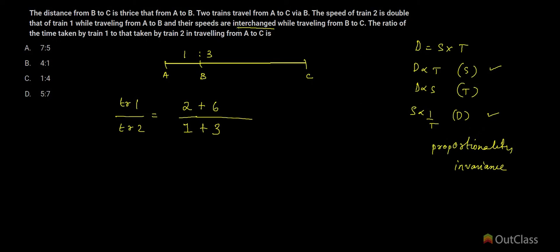Now, because there is an interchanging of the speeds, train 1 is going to take 3 hours, while train 2 is going to take 6 hours. And so train 1 takes a total of 5 hours, train 2 takes a total of 7 hours. The answer is 5:7.